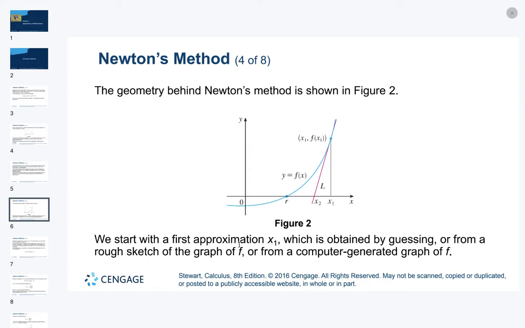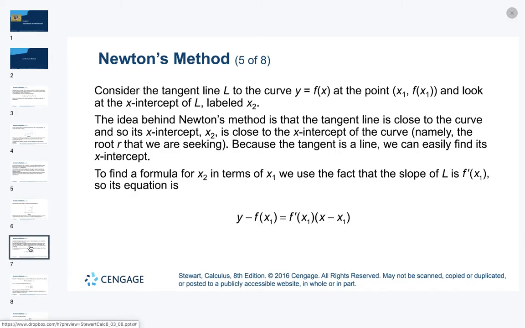So we start with the first approximation x1, which is obtained by guessing. You almost always guess, or use a rough sketch of the graph, or a computer generated graph of f. Consider the tangent line. Look at the x-intercept. Call that x2. The idea behind Newton's method is that the tangent line is close to the curve, so its x-intercept is close to the x-intercept of the curve. Because the tangent is a line, we can find its x-intercept.